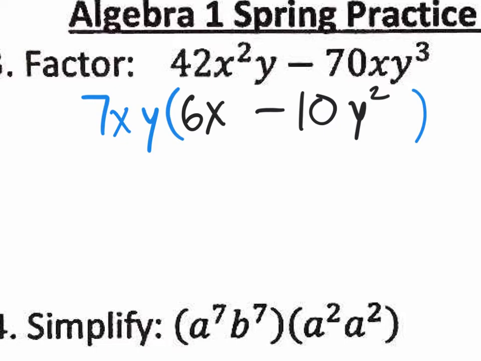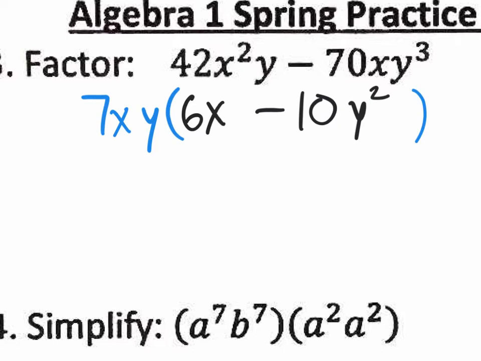Wait, did I mess up? Wow, I did mess up. Yeah, I messed up because I did not pull out the GCF. We thought it was 7, but as I'm looking on the inside, 6 and 10, what's in common there? 2. So I can pull out a 2 also. So I should have pulled out a 14, right?